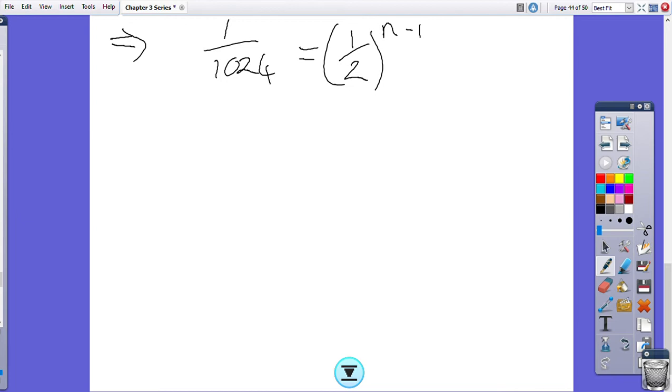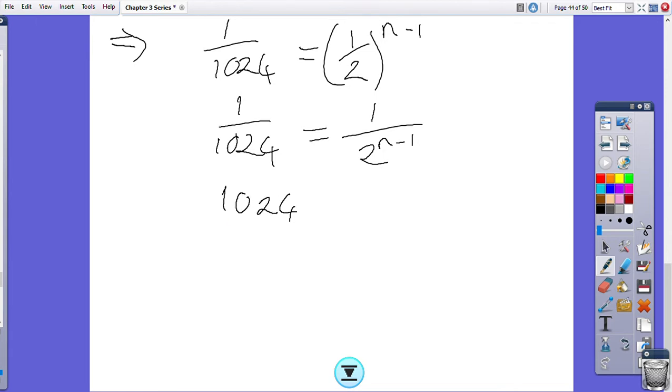Right, okay, if I've got a half to the n minus 1, that's the same as doing 1 to the n minus 1 over 2 to the n minus 1. Now, 1 to any power is just going to be 1, so effectively we end up with 1 over 1024 equals 1 over 2 to the n minus 1. And then we have 1024 equals 2 to the n minus 1.